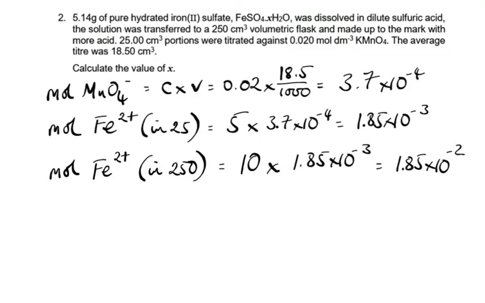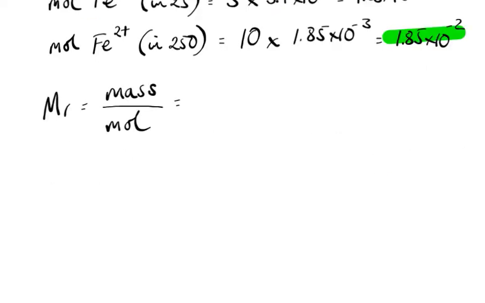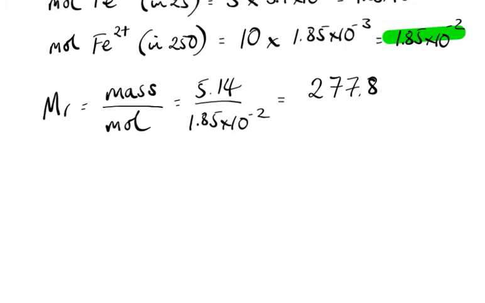So we have a moles, and we had an original mass, which means that we're now able to get the Mr, which is what we're going to need to work out X in this case. So to work out the Mr, that's the mass over the moles. So that's 5.14 divided by 1.85 times 10 to the minus 2, which gives us an answer of 277.8.